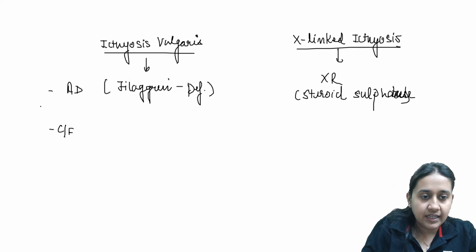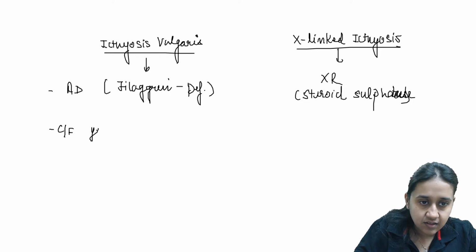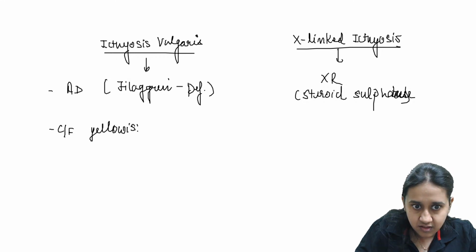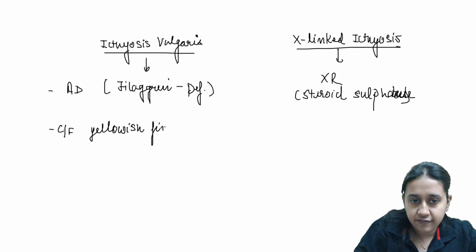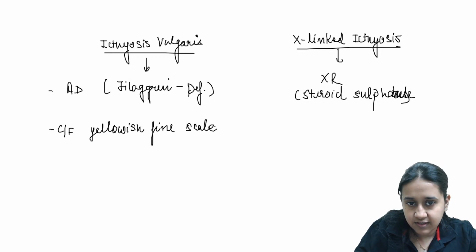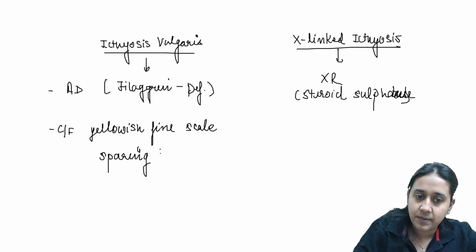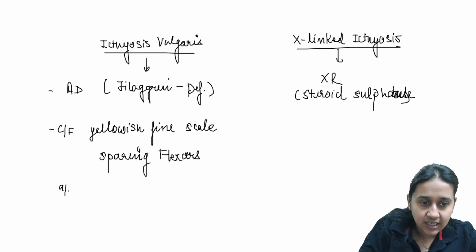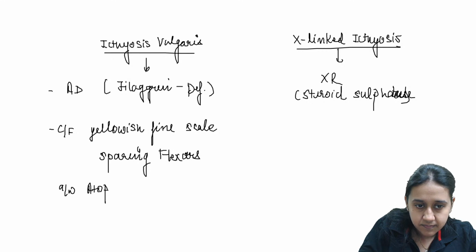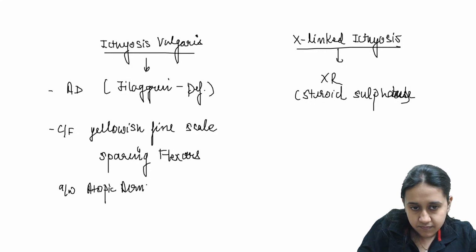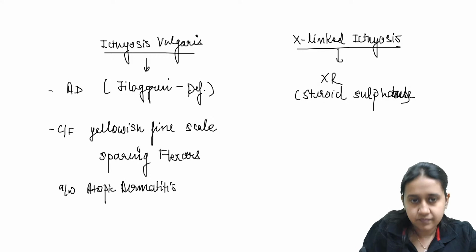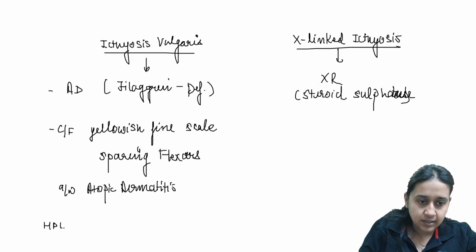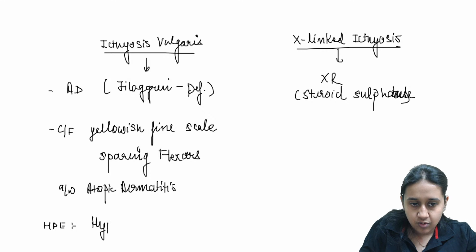sulfatase. Clinically, in ichthyosis vulgaris, we see yellowish, fine, small sized scales which are present mainly on the extensors with sparing of flexures. In these individuals, you will see associated atopic dermatitis. On doing histopathological examination, you see hypogranulosis.